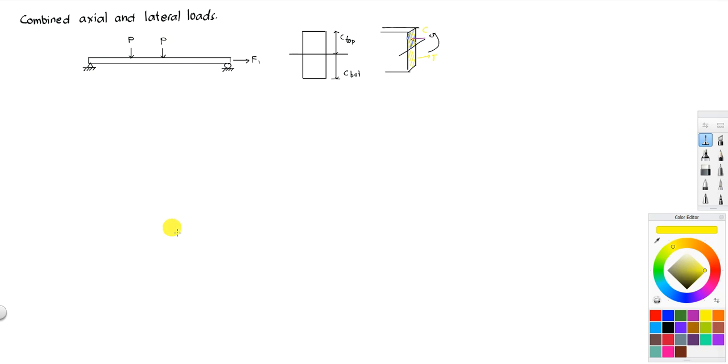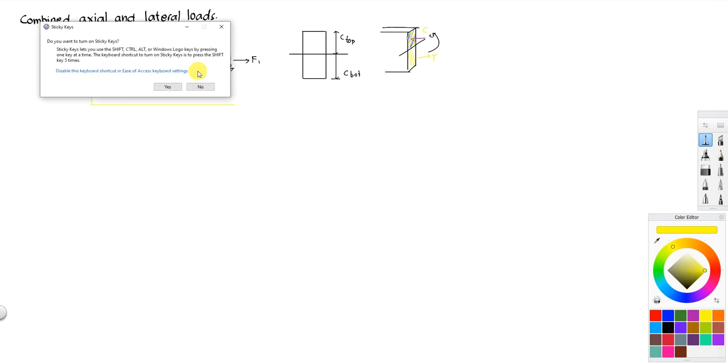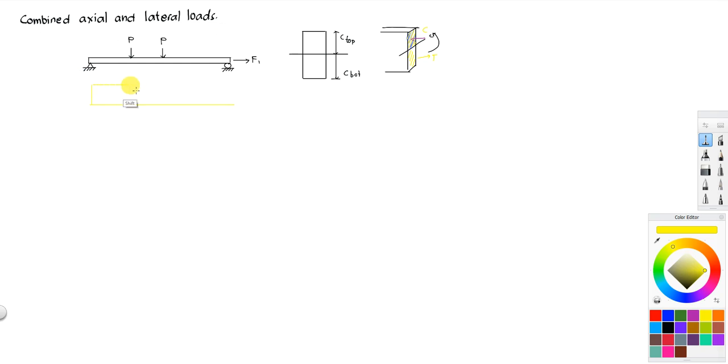Let's draw it, for example, hypothetical, we have the reaction here. It would look like this. Wrong, it should be like this. Hypothetical. Then the bending would look like this. As long as you have the bending moment here, we have flexural stress at a certain point.